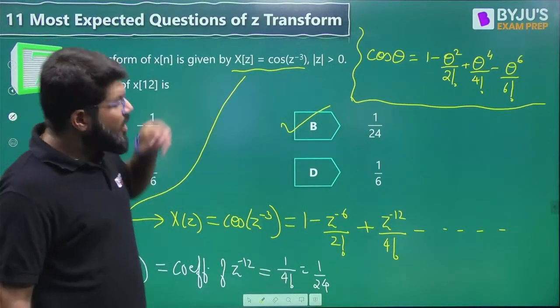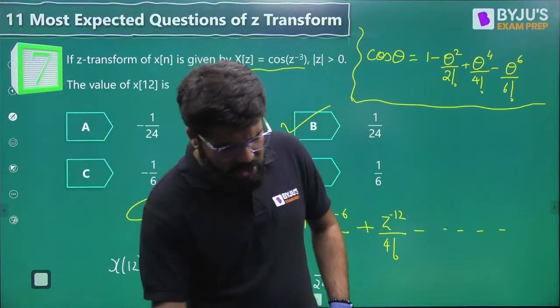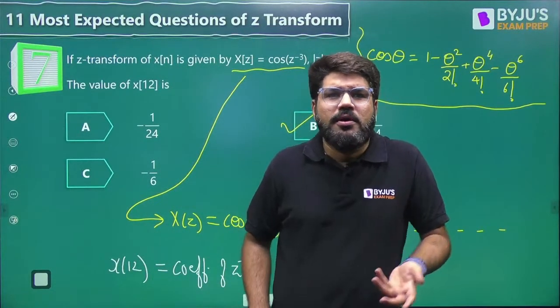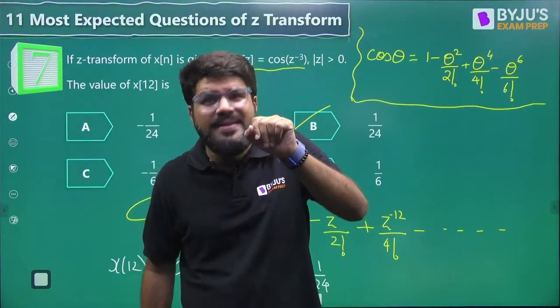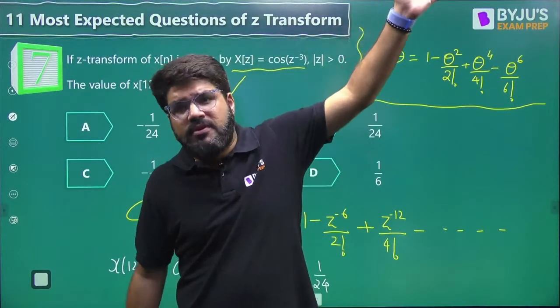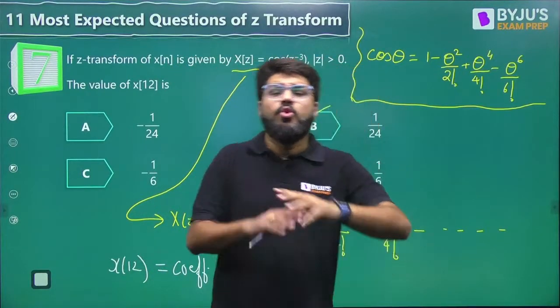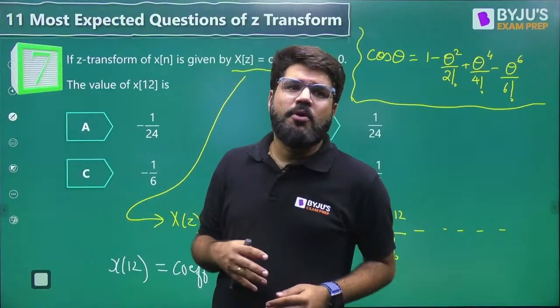So guys, cos of z power minus 3, cos of 1 upon z cube. What should be the approach? Try to think whether there is any particular common signal whose z transform is this. There will be infinite types of signals in the world, but there are some standard, important signals whose z transform and Fourier transforms we remember because they are important.